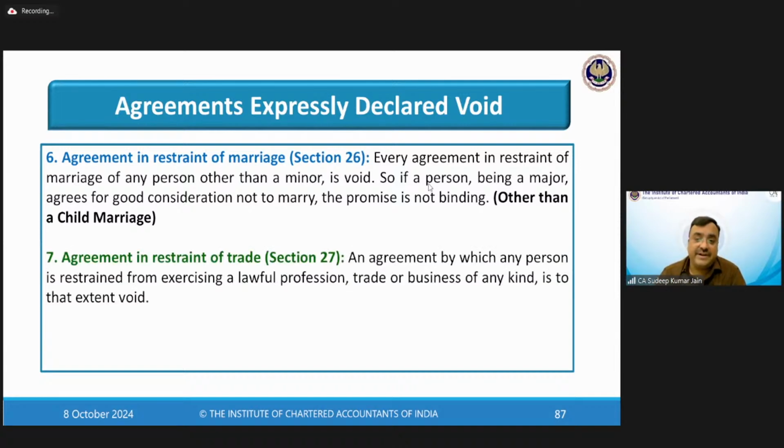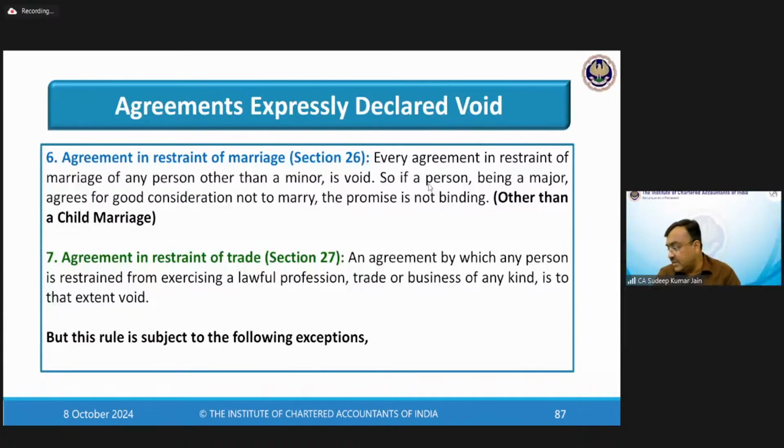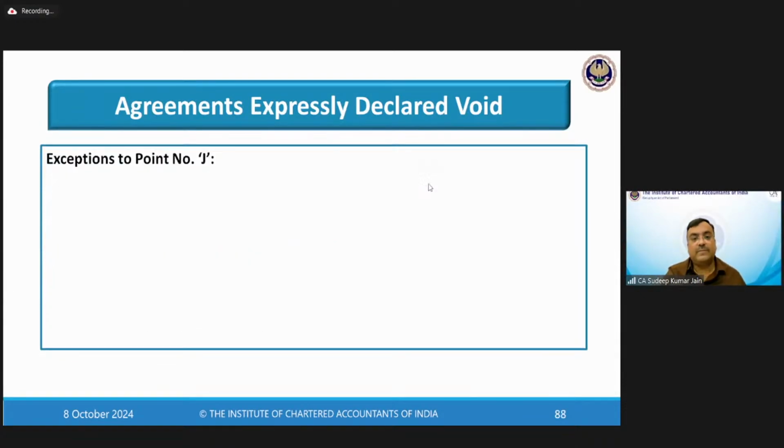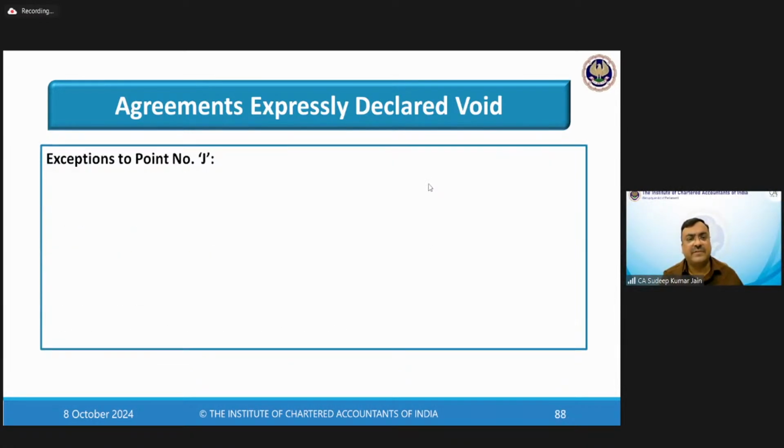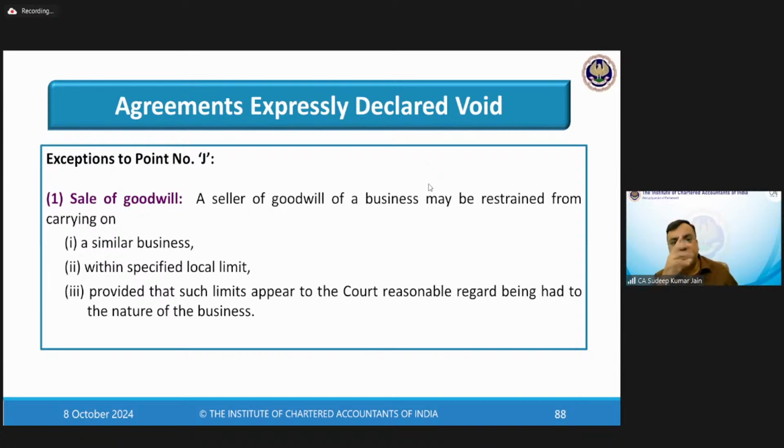Agreement in restraint of trade, किसी को व्यापार करने से रोकना, restraining a person from doing business, is void. An agreement by which any person is restrained from exercising a lawful profession, trade or business of any kind is to that extent void. Right? But this rule is subject to some exceptions. Some exceptions are there for this rule, section number 27 के लिए. Exception to point number 7. This is not point number J, it is point number 7.